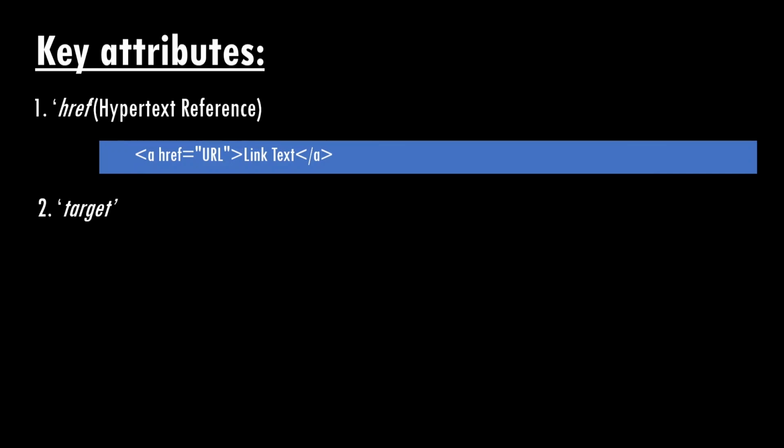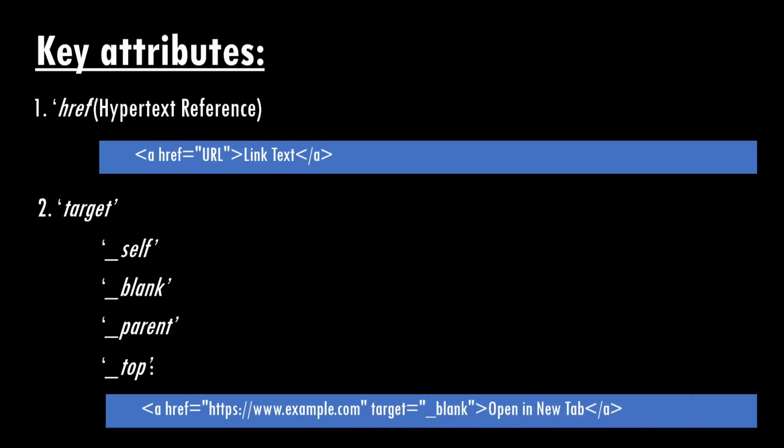Then target specifies where to open the linked document. It can be 4 types. Self is the default, which opens the link in the same frame. Then blank opens the link in a new tab or window. Then parent opens the link in the parent frame. Top opens the link in the full body of the window. Here is the syntax.